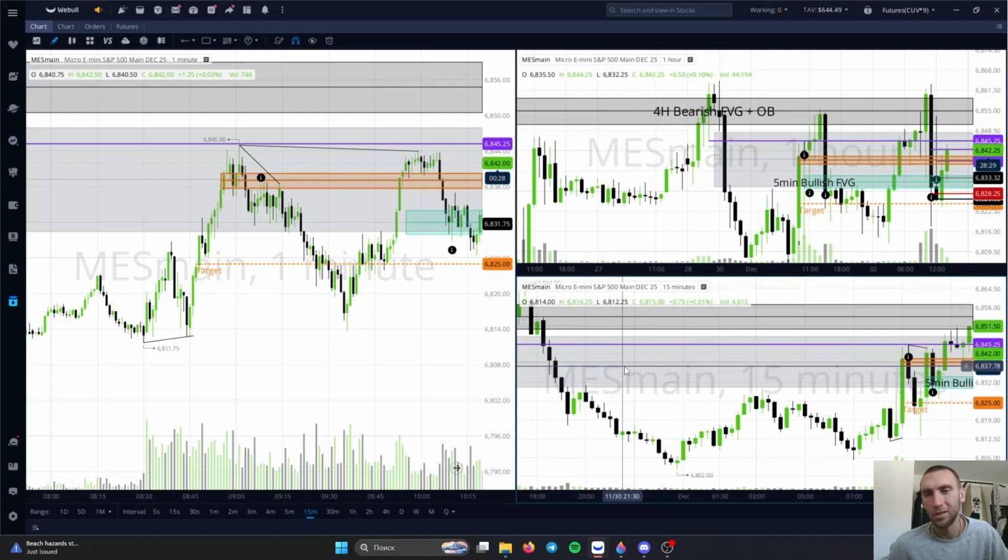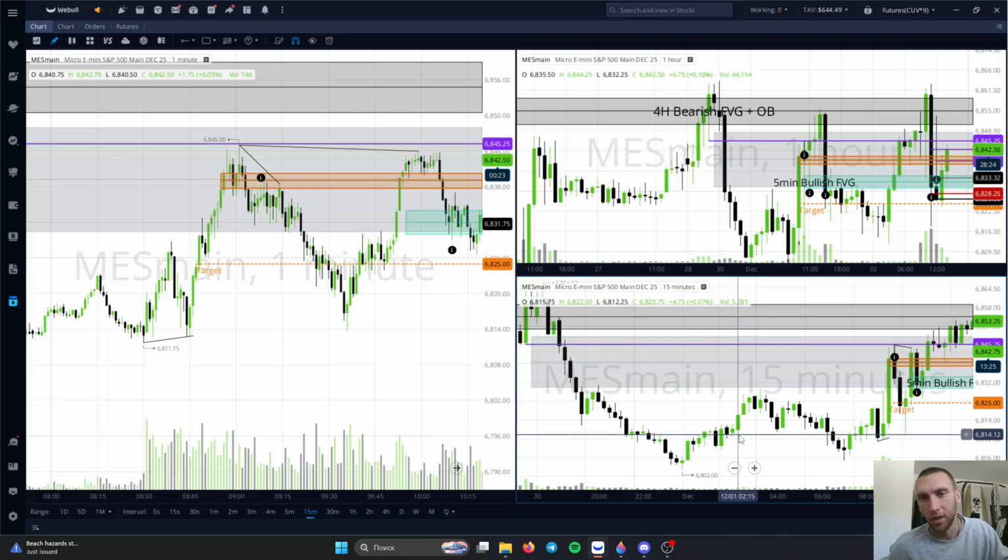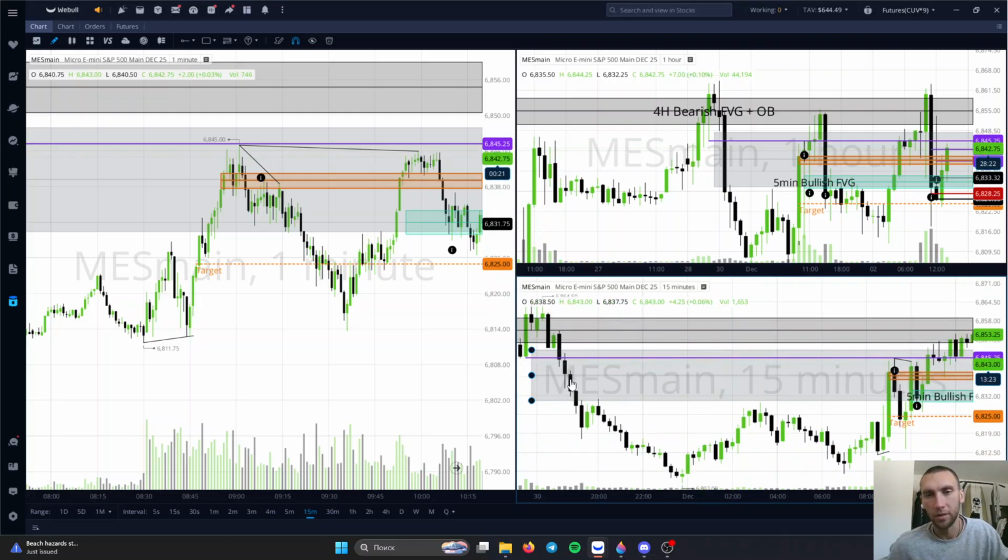On 15 minutes, just again the same story, just under the 15-minute scope. Same imbalances can be seen here with the order block. What's the order block exactly? I'm still kind of figuring this out.